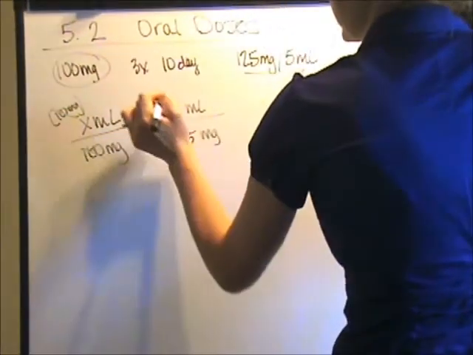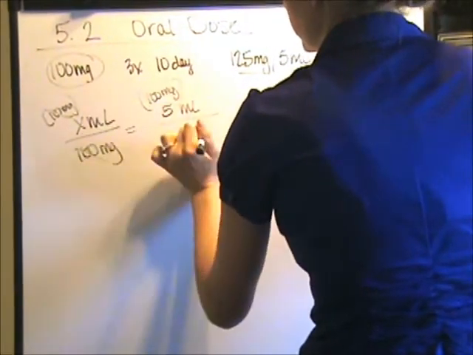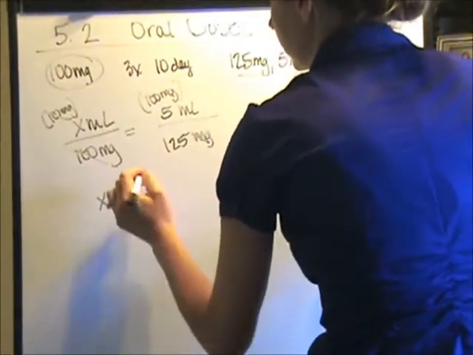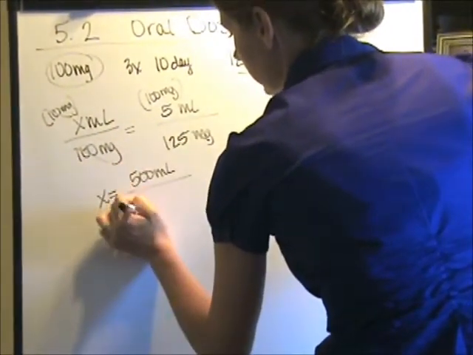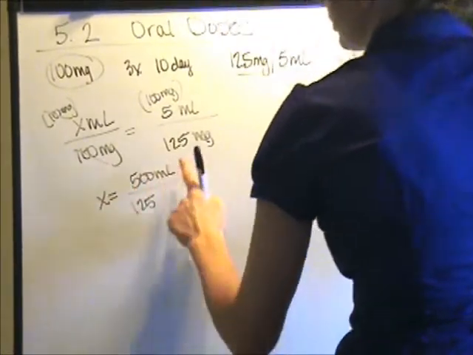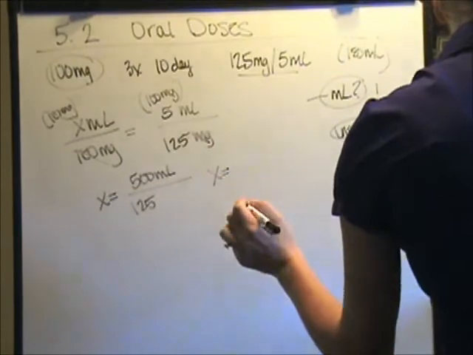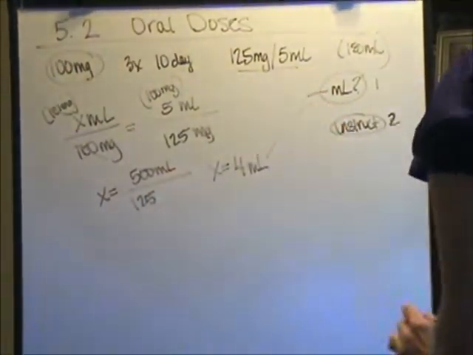The 100s are going to cancel themselves out. The milligrams are going to cancel themselves out. And we can rewrite it just to make it a little bit clearer. We're going to take 500 divided by 125, and X is going to equal 4 ml. So we've answered the first part of the question.